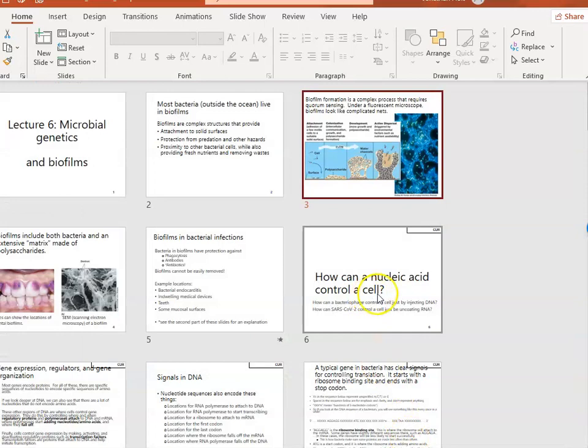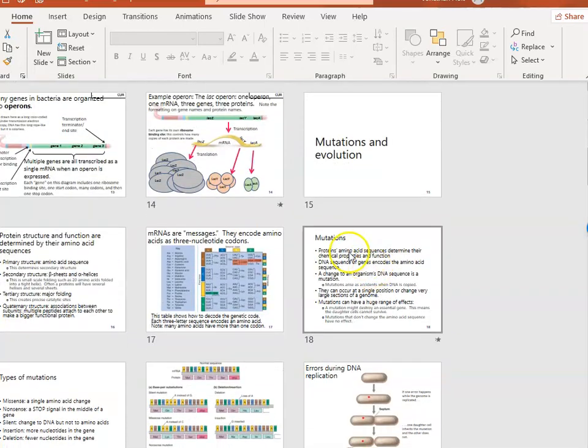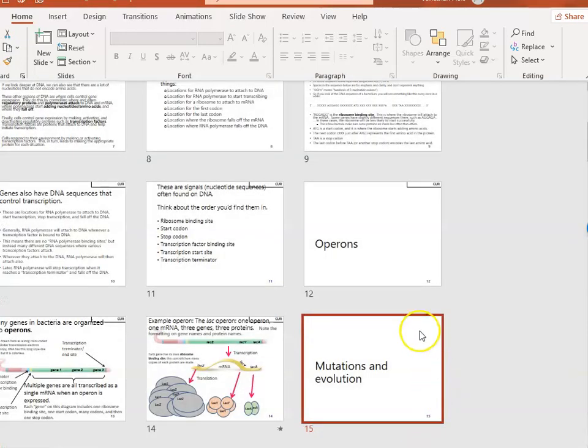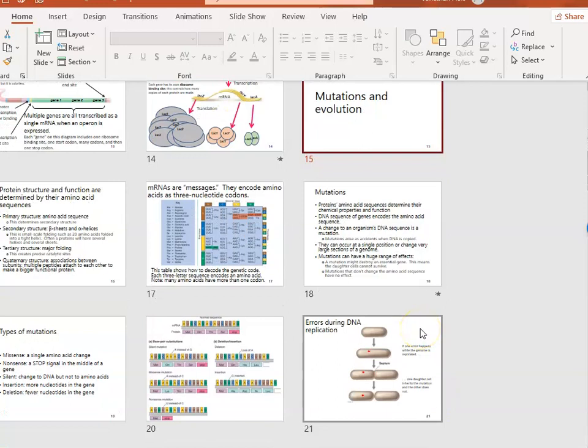Okay, so that's biofilms. Then a bunch of stuff we skip, and then mutations and evolution. We don't really get into evolution, but we look at kind of the basic raw material of evolution, which is nucleic acids changing through mutations. So the first thing we look at is 5 different types of mutations, and what do we think about? We think about how a change to the nucleic acid sequence changes the amino acid sequence of a protein. So what effect does a mutation have on the protein that is encoded by that nucleic acid?